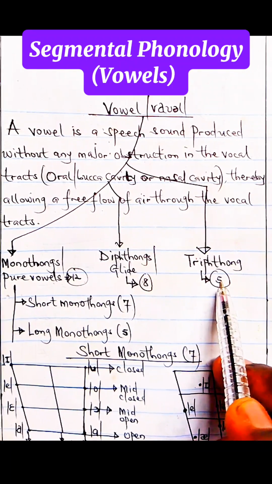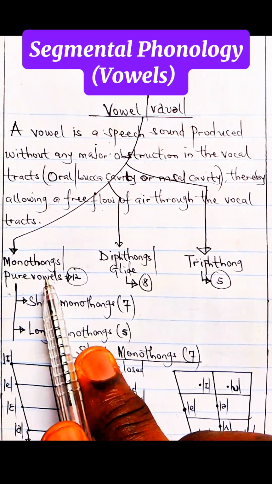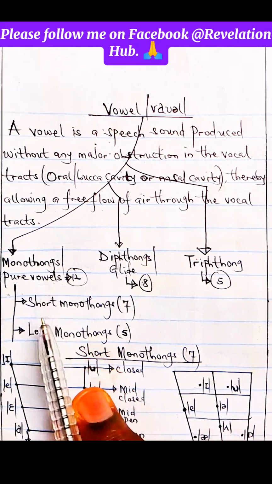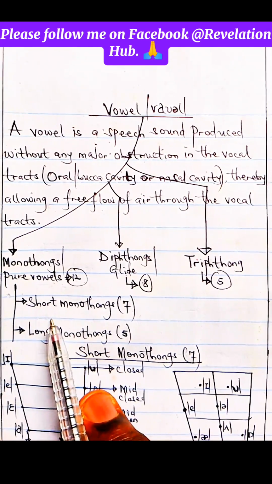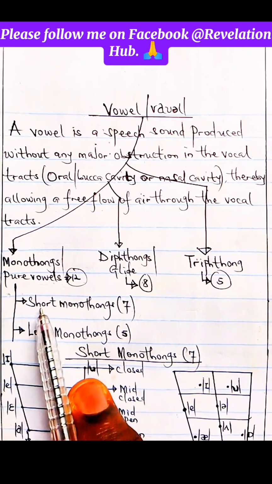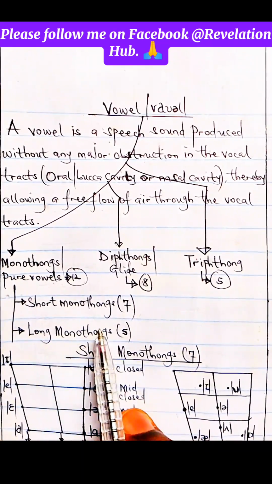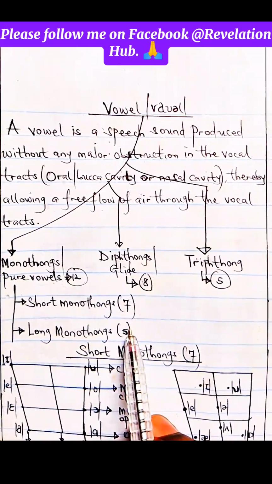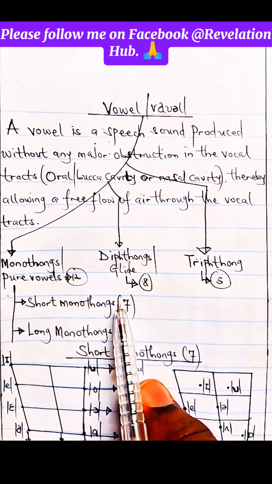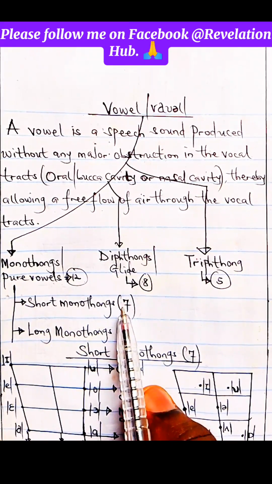So today we're going to be looking mainly at the monophthongs, also known as the pure vowels. Now the monophthongs are divided into two parts. The first part is called the short monophthongs, which are 7 in number, and the next is the long monophthongs, which are 5 in number. So today we're going to be working on just the short monophthongs. So quickly, come with me.